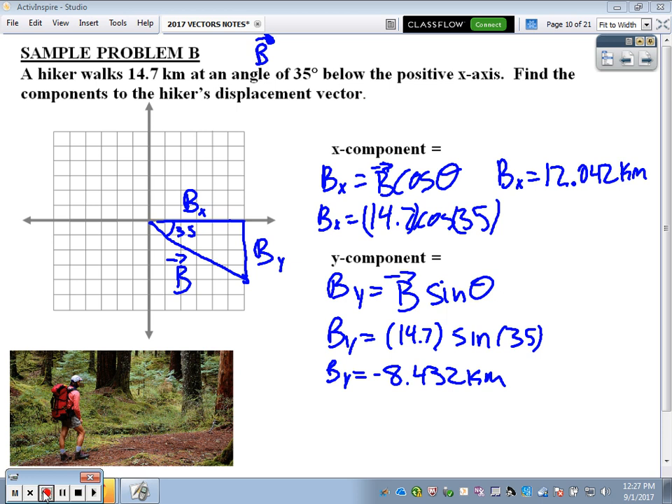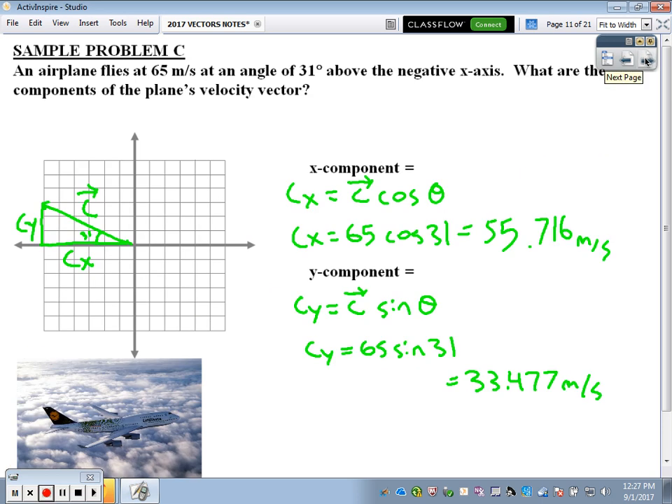So, Alyssa, job well done on sample problem B. Okay. Sample C, Zion. Take a look at what we have here. We have an airplane flying in a vector that is expressed above a negative x-axis. So should that land us in quadrant 2? Absolutely. We all agree with the diagram we see on the board? I would agree with what we have here. Okay, let's just go ahead and check our calculations.